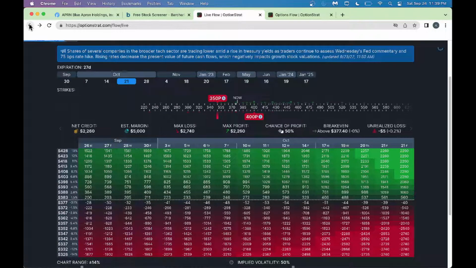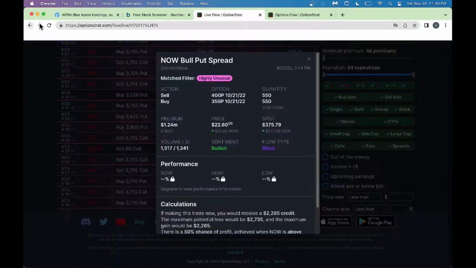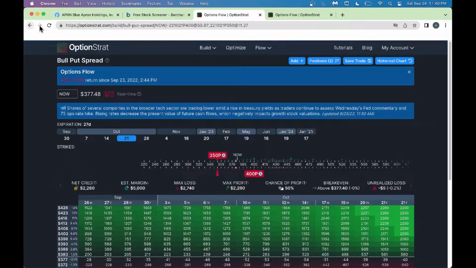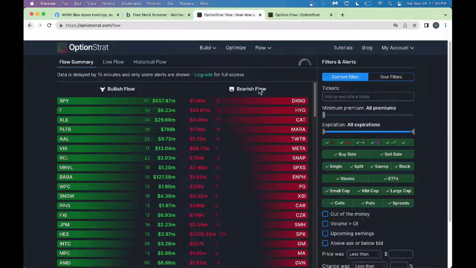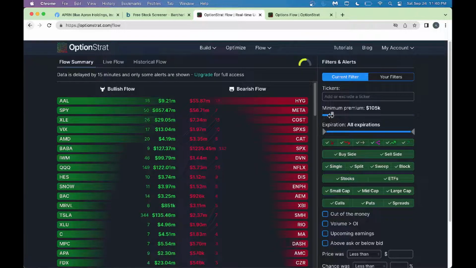All right, so let's go back to the flow here, and I think we are in the flow right here. Go back to flow summary. All right, so we've got a few more things going on here. We could do the same thing. You can say minimum 100,000 or so here. That's where we were.